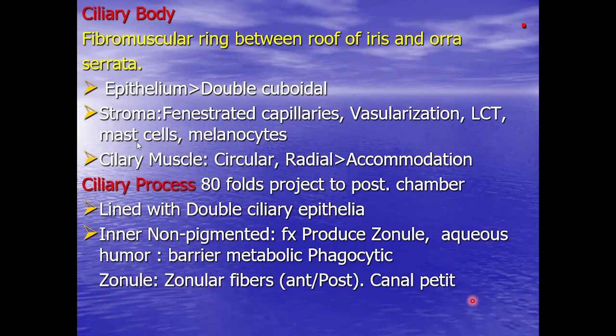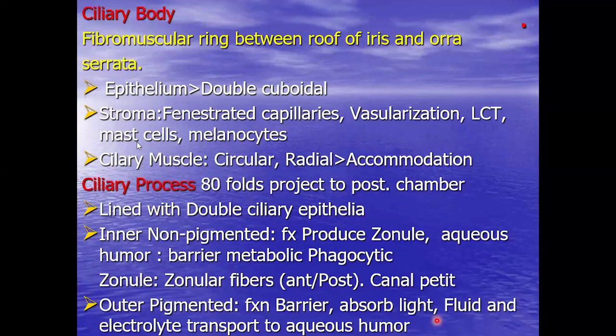So we've already discussed the ciliary body. I'm just reviewing what we have done, and then we'll go to the other parts. So the outer pigmented layer, which is covering the ciliary process, and also the posterior part of the iris, acts as a barrier to light and electrolytes, the aqueous humor, because aqueous is rich in electrolytes.